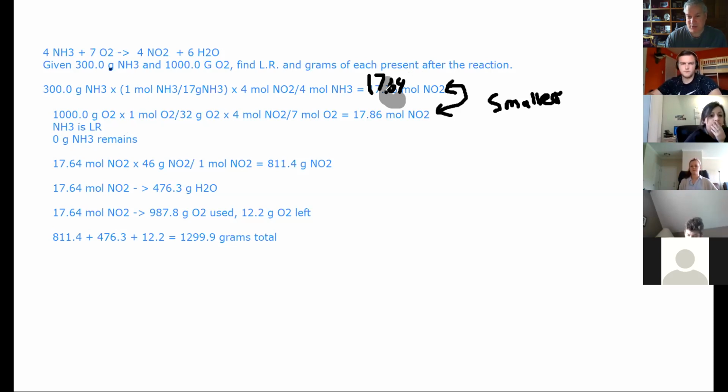All other calculations are based on this small number. So what you should be asking yourself is, what do I know happened in this reaction? What I know happened is this: I got 17.64 moles of NO2. That's 17.64 moles of NO2, and it starts my calculation for NO2, H2O, and O2.